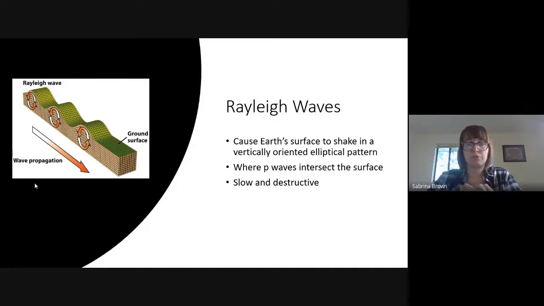Rayleigh waves, our first surface wave, cause shaking in earthquakes in a vertically oriented elliptical pattern, right? So they create these rolling waves, sort of like the waves generated in an ocean. And these occur where our P waves, our primary waves, intersect with the surface of Earth. And they're very slow and destructive, right? Both of our surface waves are destructive because they're happening at the Earth's surface where humans are hanging out. So we see them as destructive because they're destroying a lot of our buildings and infrastructure.